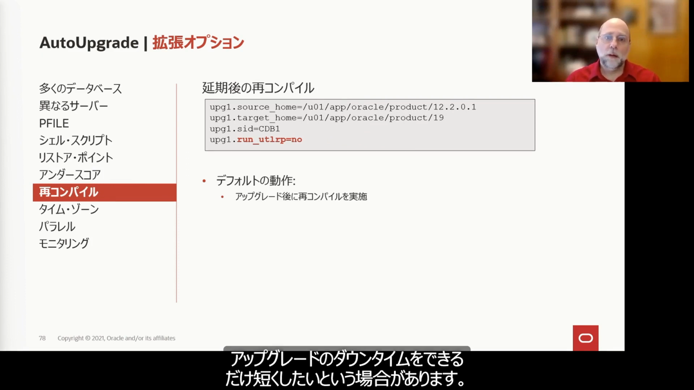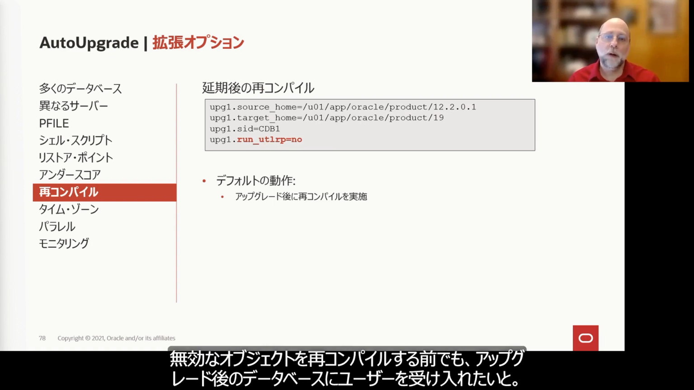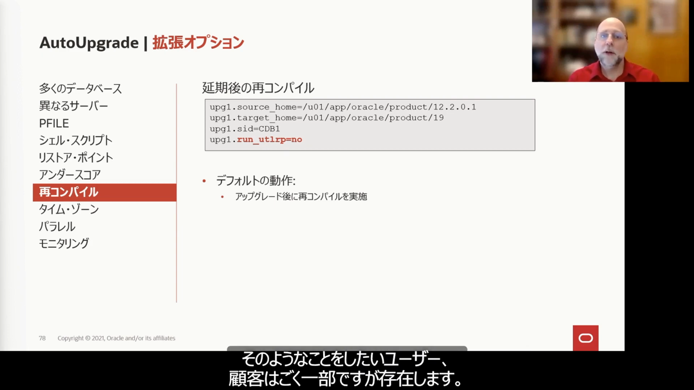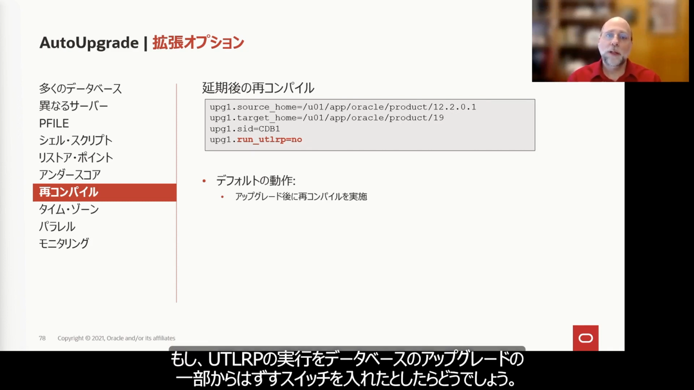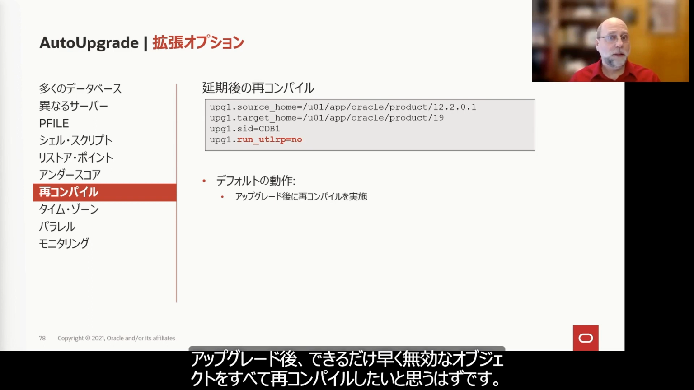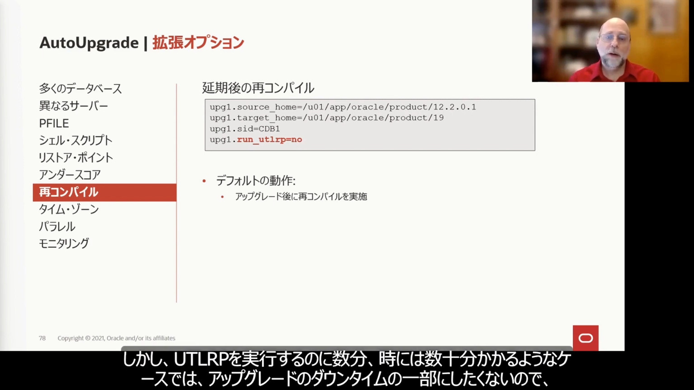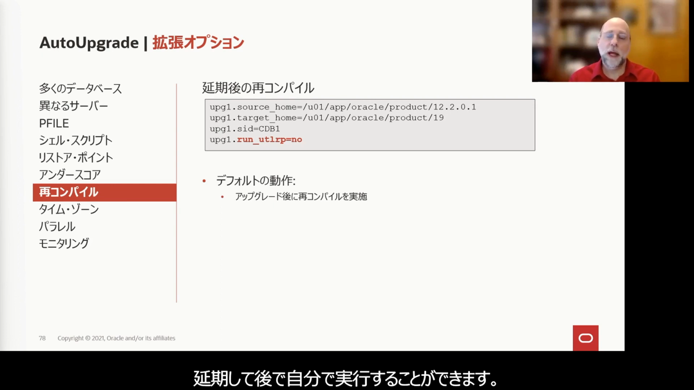Sometimes you want the least possible downtime for your upgrade, and you're willing to let users into the upgraded database even before you've recompiled invalid objects. There is a small segment of customers who will do that. For those customers, we put in a switch that says that we will not consider running UTLRP to be part of the database upgrade. It's still something that you want to do. Believe me, you want to make sure that all of your invalid objects are recompiled as soon as possible after the upgrade. But in those cases where the minutes or sometimes tens of minutes to run UTLRP are really something that you don't want as part of the upgrade downtime, then you can defer that and run it yourself later.